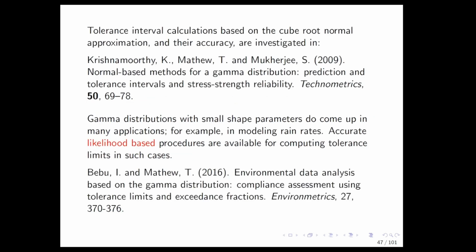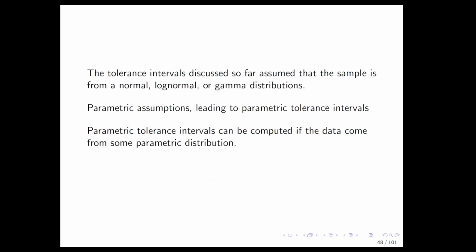Okay, I have listed there are likelihood-based procedures when you have a very small shape parameter. So I have listed some of the references here. Okay, we will now spend some time on computing non-parametric tolerance limits and tolerance intervals. So far we have focused on the normal, the log normal, gamma. We have a definite parametric distribution. What happens if that is not the case?